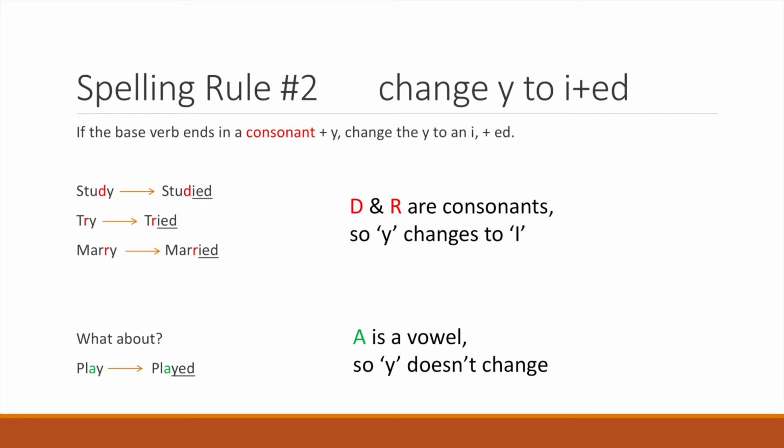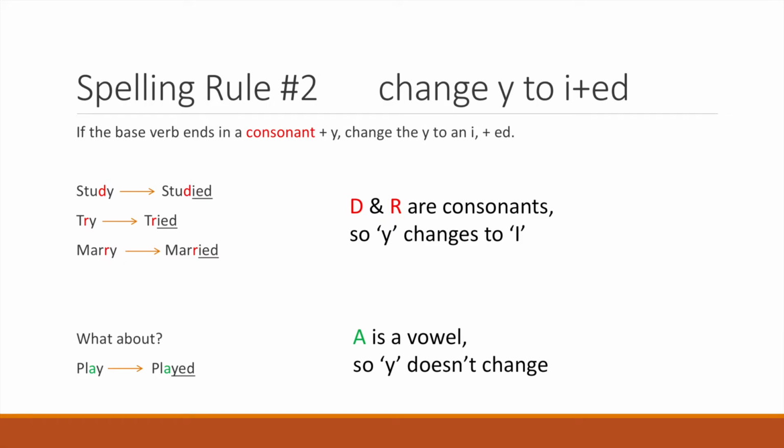For rule number 2, if the verb ends in a consonant and Y, you must change the Y to I and add ed. For example, we have the verb study. Study ends in a consonant D and Y, so we drop Y and add ied to form studied. The same is said for try. Try becomes tried. And marry becomes married. Again, D and R are consonants followed by Y. Therefore, we drop Y and add ied.